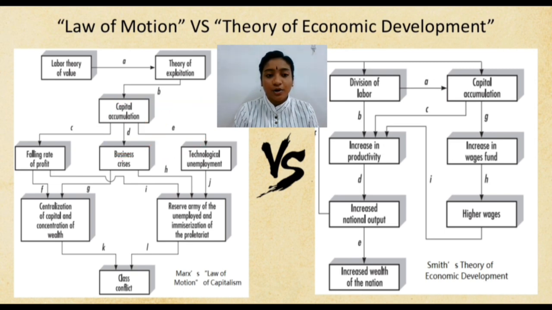These outcomes produce centralization of capital and concentration of wealth in arrows F and G, as well as rising unemployment and poverty in arrows H, I, and J. Next, in addition, the polarization of capitalists and workers leads to class conflicts in arrows K and L, and the overthrow of capitalism. At the end, the exploitation of workers by the capitalists is eliminated. So, capitalism will be replaced by socialism.